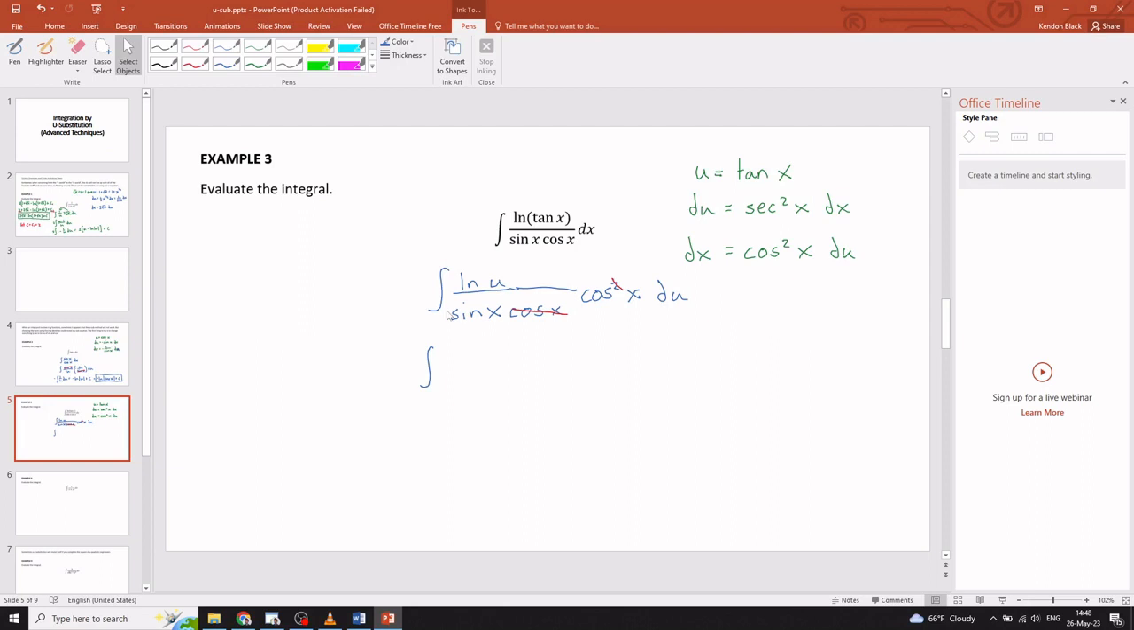So let's do this in 2 steps so it's more clear. We'll have ln u, and then cosine x over sine x, let's write that as cotangent x du. And now cotangent x is equal to 1 over tangent x, and tangent x is equal to u. So we can write this as ln u times 1 over u du.